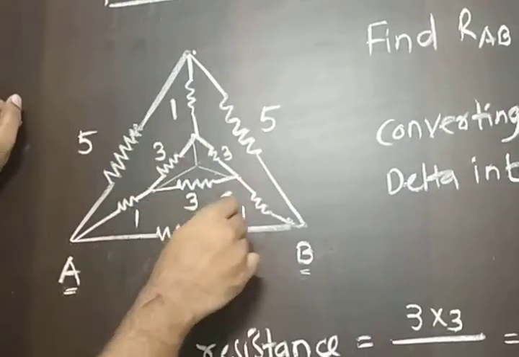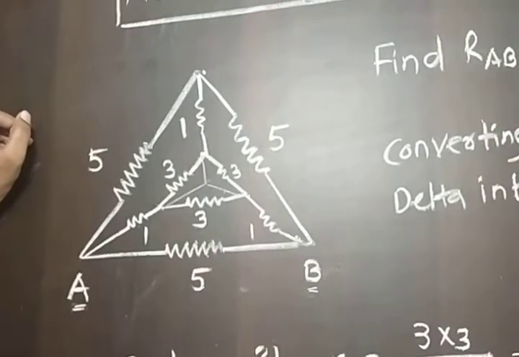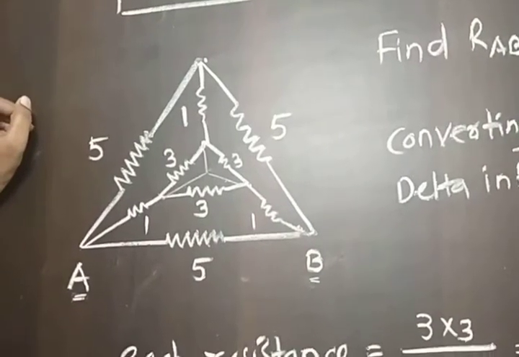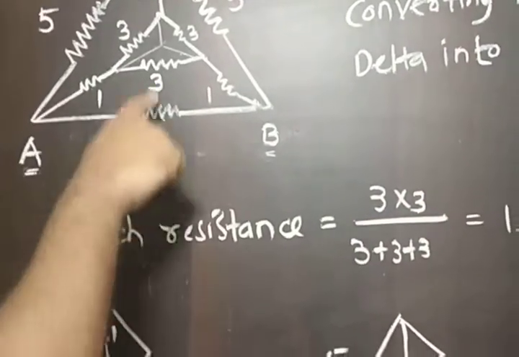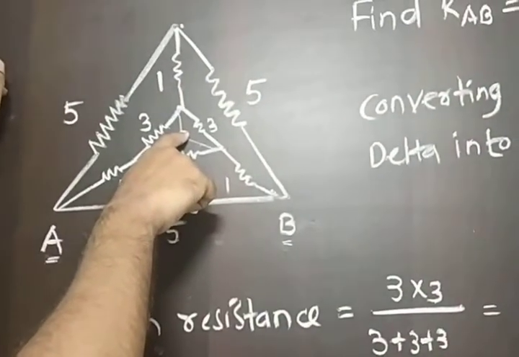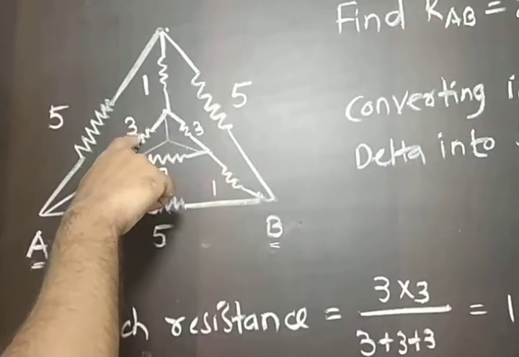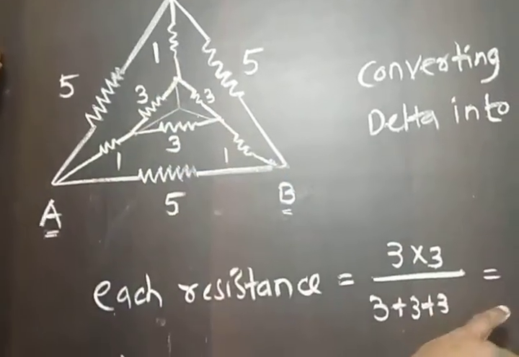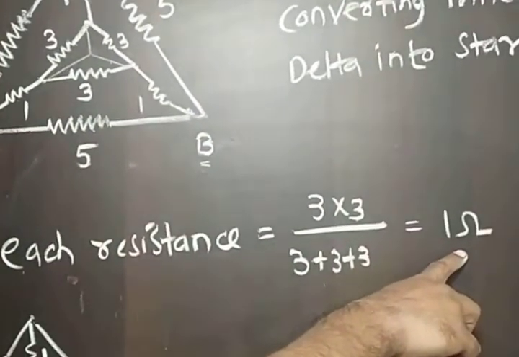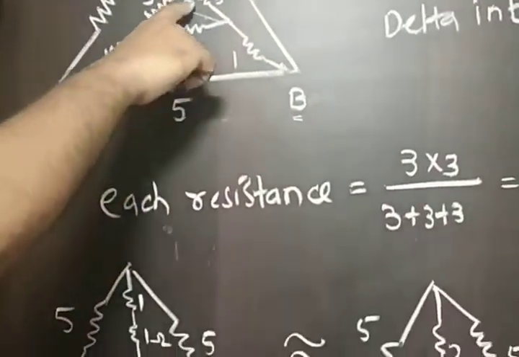Now all the branches have an equal resistance of 3 ohm. So when you convert into its equivalent star connection, the value of each branch is the same. So R1 is equal to R2 is equal to R3 is equal to 3 into 3 divided by the sum of the branches of the delta connection. So we will get 1 ohm for each branch. So we have to redraw this network.